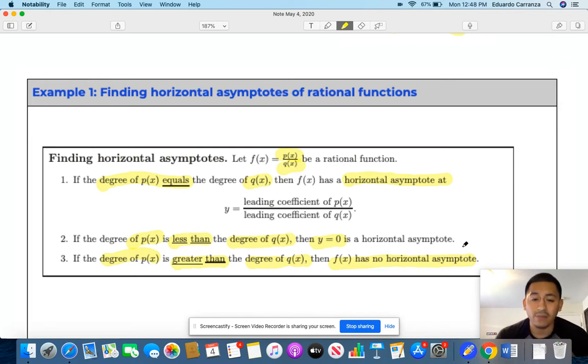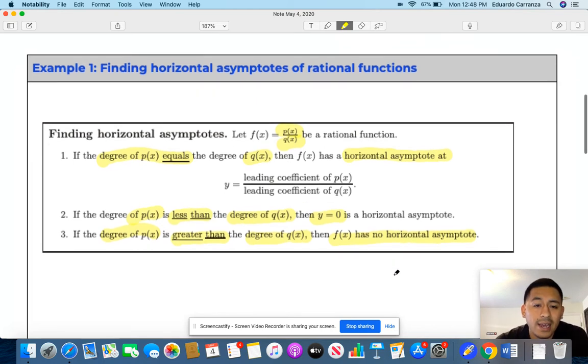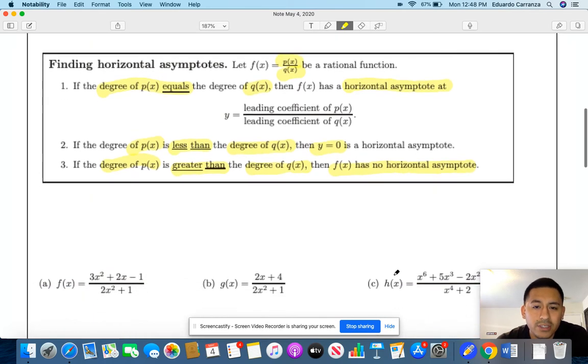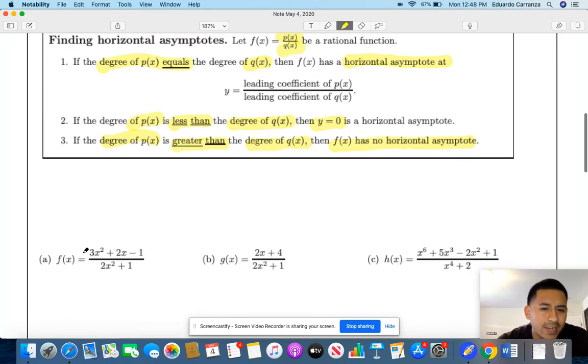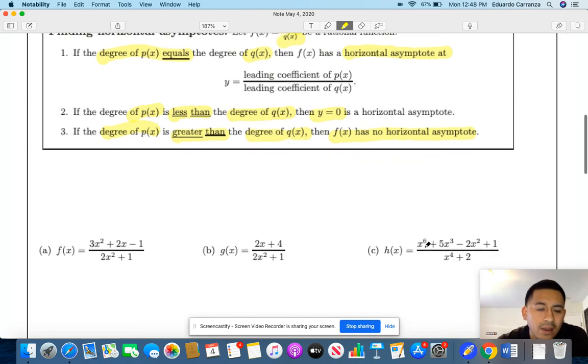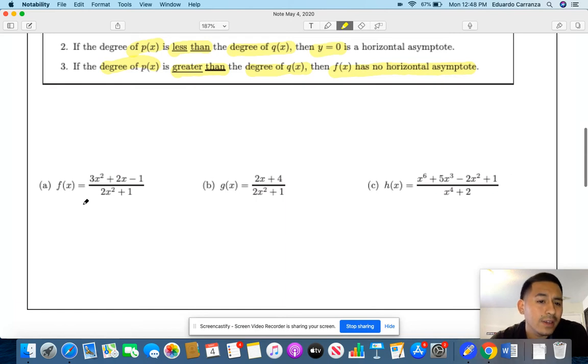All right. So whenever you get asked the question, does this rational function have a horizontal asymptote, and if it does, what is it, we're going to keep these three rules in mind. And so let's take a look at some examples of us using these three rules. We're going to identify the horizontal asymptotes for these three rational functions below. So for A, we have f of x is equal to 3x squared plus 2x minus 1 divided by 2x squared plus 1.